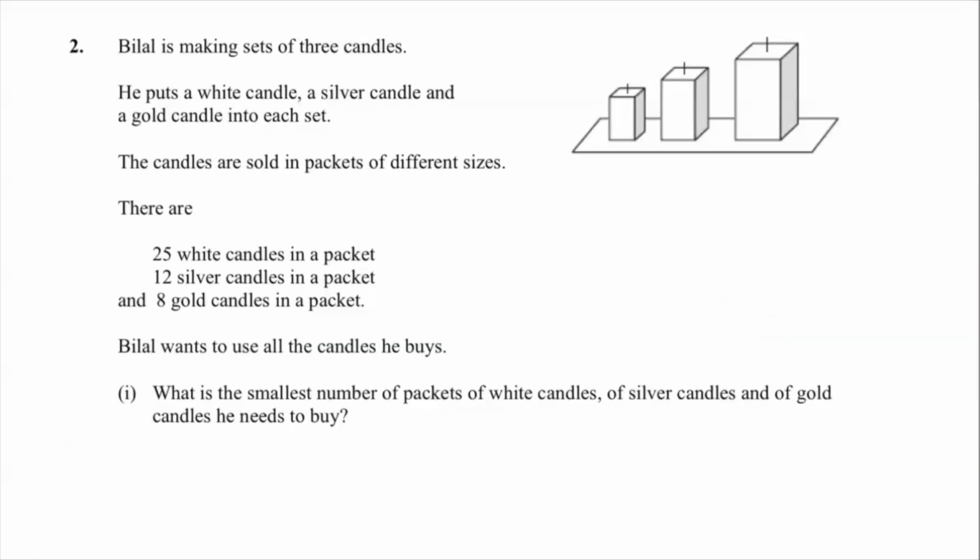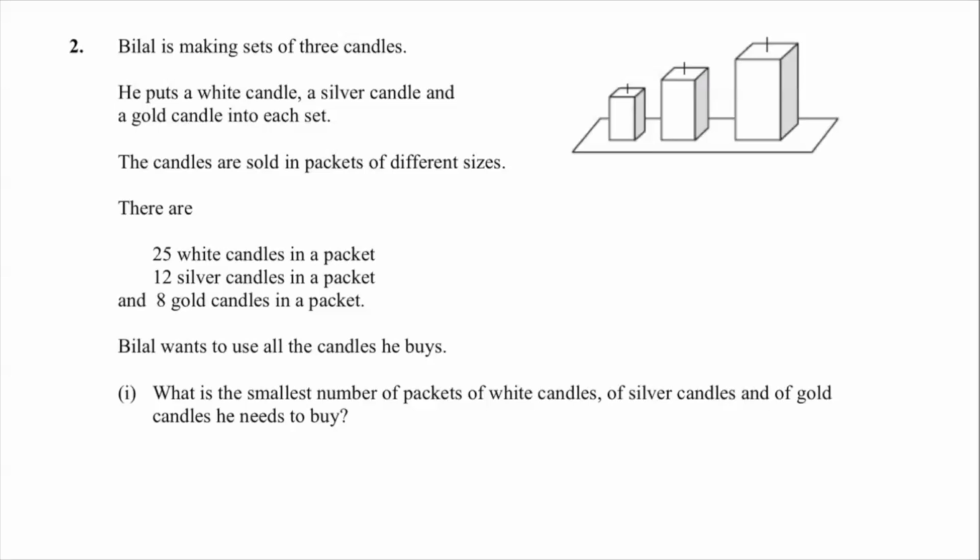Okay, so we've got candles that are being sold in packets of different sizes, and we've got the information about that. We want to make sure that all the candles bought are used, and we need to work out the smallest number of packets of each type that needs to be bought. Now, the first thing we need to do is work out the lowest common multiple.